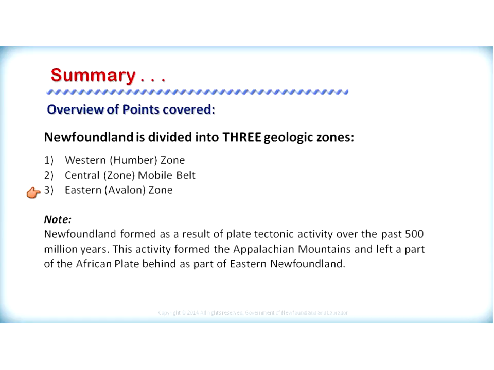We have the central mobile belt, which is located in the central portion of Newfoundland, and this zone is the remnants or remains of an ancient ocean floor with volcanic island arcs. And the eastern zone is thought to be the eastern portion of Newfoundland around the Avalon, and is thought to be the remnants or the remains of a portion of the African plate that got left behind when Pangaea rifted apart some 200 million years ago. So the western zone is a part of the North American plate. The central mobile belt is the remains of an ancient ocean floor, and the eastern zone is a portion of the African plate that was left behind once Africa rifted some 200 million years ago. Note, Newfoundland formed as a result of plate tectonic activity over the past 500 million years. This activity formed the Appalachian Mountains and left a part of the African plate behind as a part of eastern Newfoundland. So this slide sums up the main points in this presentation.